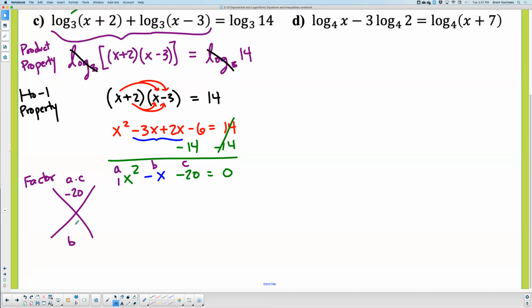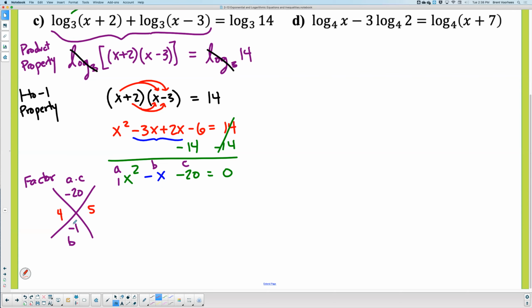-20, and b is, you're thinking of numbers that multiply. I'm going to deal with just positives for a second. Numbers that multiply to be a 20, but somehow have a difference of 1. 4 and 5. It's not 1 and 20. It's not 2 and 10. So the only other option is 4 and 5. Those are 1 apart.